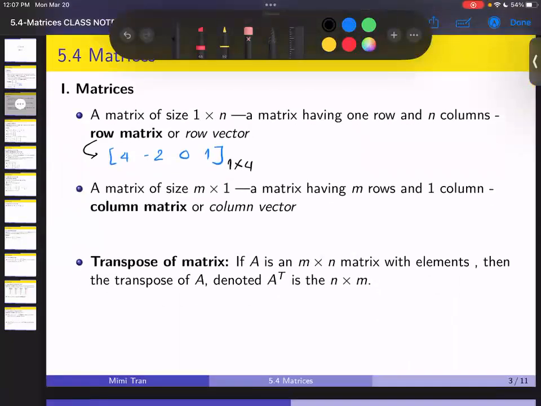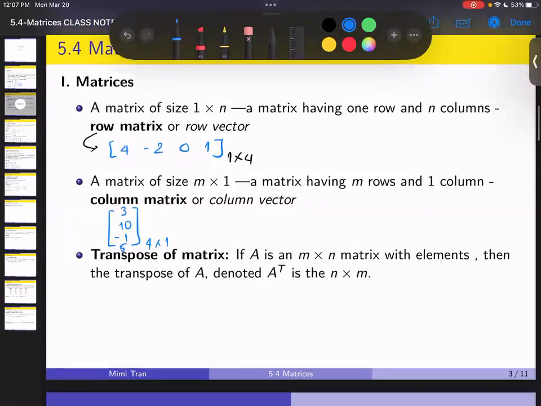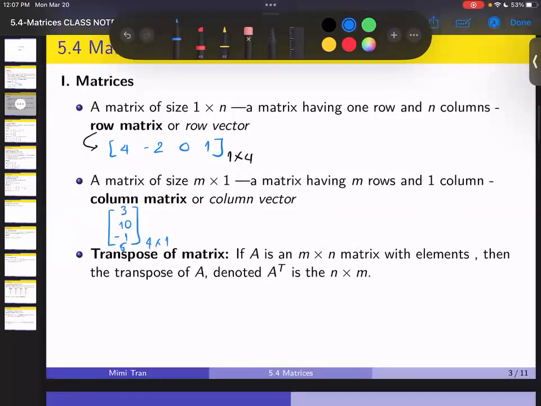If the matrix has a size m by n, I mean m by 1, you have many rows but only 1 column, for example. Then this will be what? 4 by 1. Many rows, only 1 column. By the way, in linear algebra, they call these two things vectors, right?